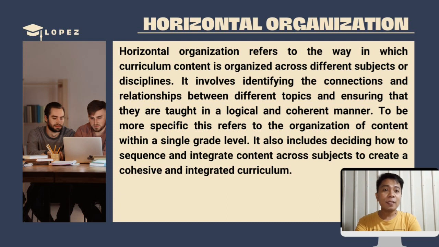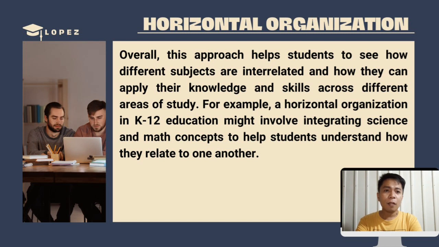It also includes deciding how to sequence and integrate content across subjects to create a cohesive and integrated curriculum. Overall, this approach helps students to see how different subjects are interrelated and how they can apply their knowledge and skills across the different areas of study. For example, a horizontal organization in K-12 education might involve integrating science and math concepts to help students understand how they relate to one another.